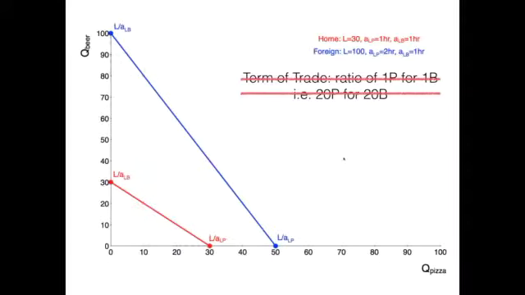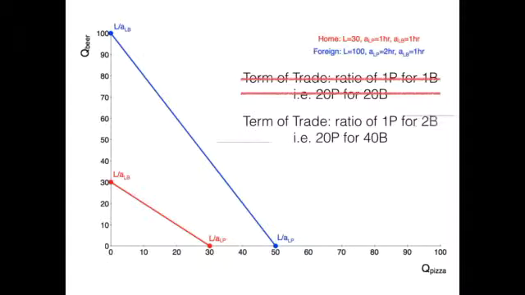Let's select another term of trade, where the ratio now is 1 pizza for 2 beers, and let's assume that they have agreed to exchange 20 pizzas for 40 beers. So let's go with the home country, and they are producing 30 pizzas. They trade 20, which leaves them with 10, and they get 40 beers in exchange.